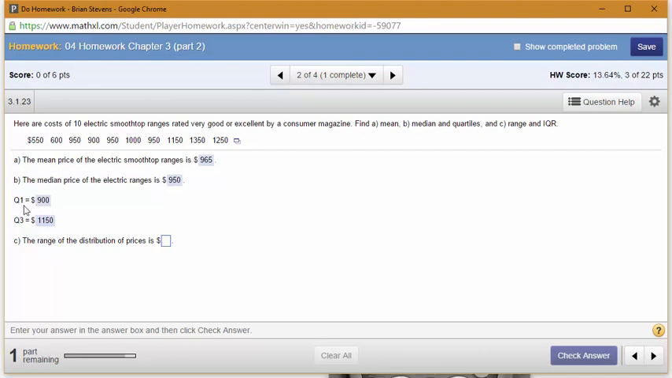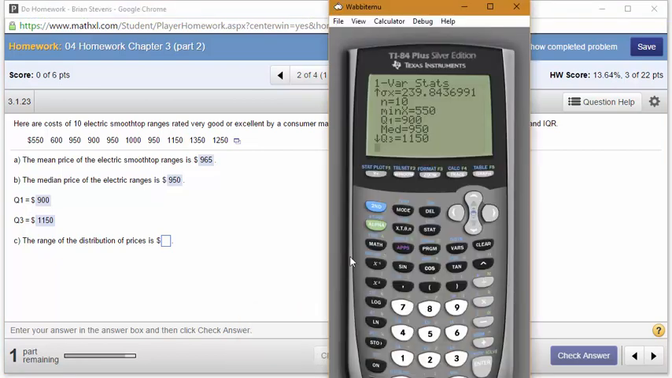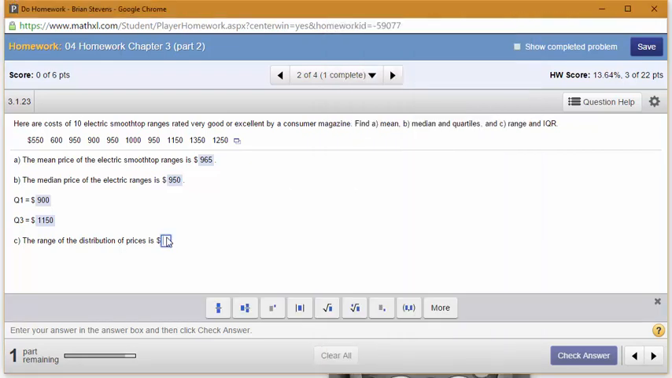The range of the distribution of prices is just max minus min, and we can look here at the calculator to see the max and the min. A lot easier than trying to scrub through the data. 1350 and 550 have a distance of 8. So if you subtract max minus min, you will get 800.